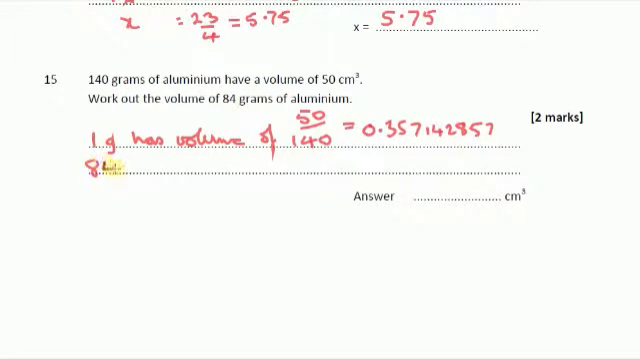So the volume now of 84 grams, if 1 gram had that volume, then 84 grams has a volume of 84 times that number, times 0.357, etc. But I mean that long number. And if you do that accurately with the full accuracy of a calculator, you'll find that it comes to 30 cubic centimeters.